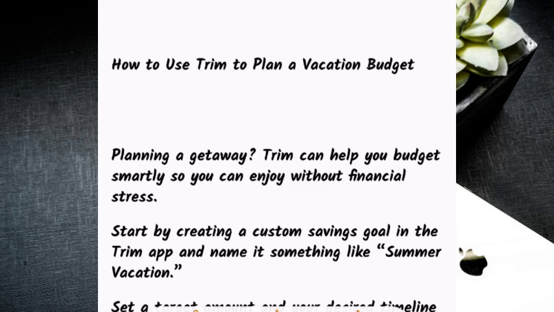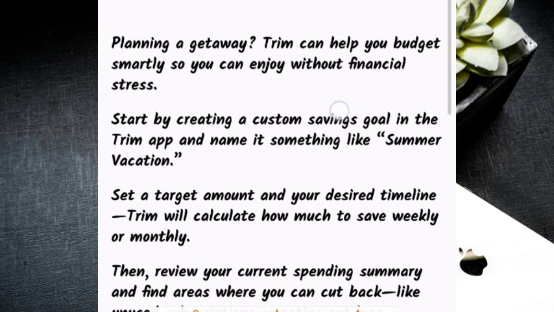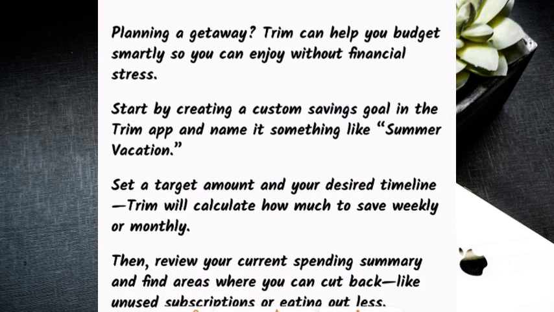So first thing you're going to do is start by creating a custom savings goal in the Trim app, and then you're going to name it something like summer vacation. Next, you're going to set a target amount and your desired timeline. Trim will then calculate how much to save weekly or monthly to hit your target goal.